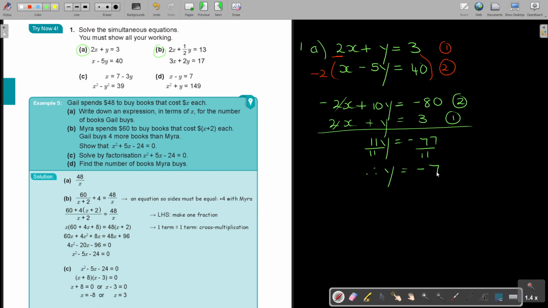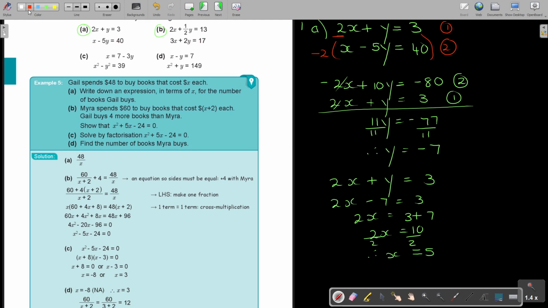Then I write the equation down. So in equation 1, the first one looks nice. And then in the place of y, I'm going to put the negative 7. So I'm going to get 2x, I take it over, so it's 3 plus 7. So 2x equals 10. I divide by 2, and I get that my value of x is going to be 5. Okay. You can end by saying that, but it's not necessary. So therefore, x is 5 and y is equal to negative 7.